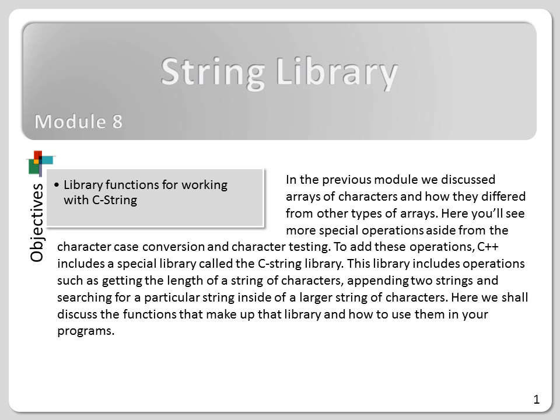Welcome to Module 8. In the previous module, we discussed arrays of characters and how they differed from other types of arrays. Here, you'll see more special operations aside from the character case conversion and character testing. To add these operations, C++ includes a special library called the CString library.